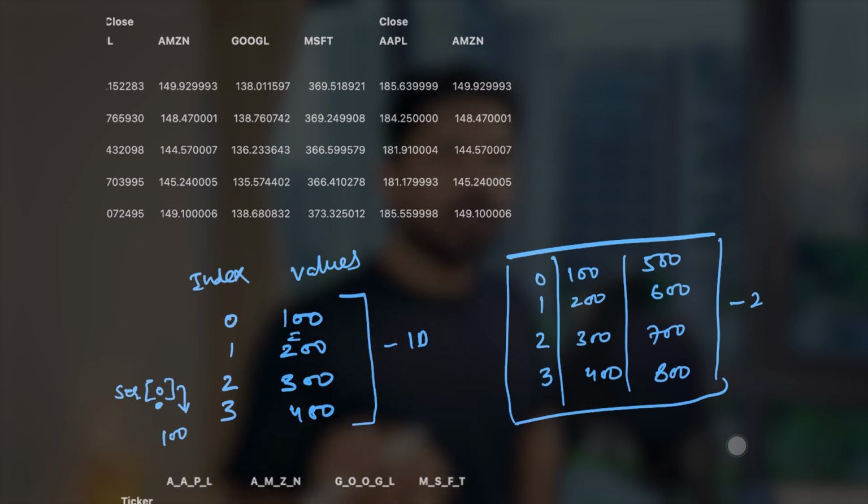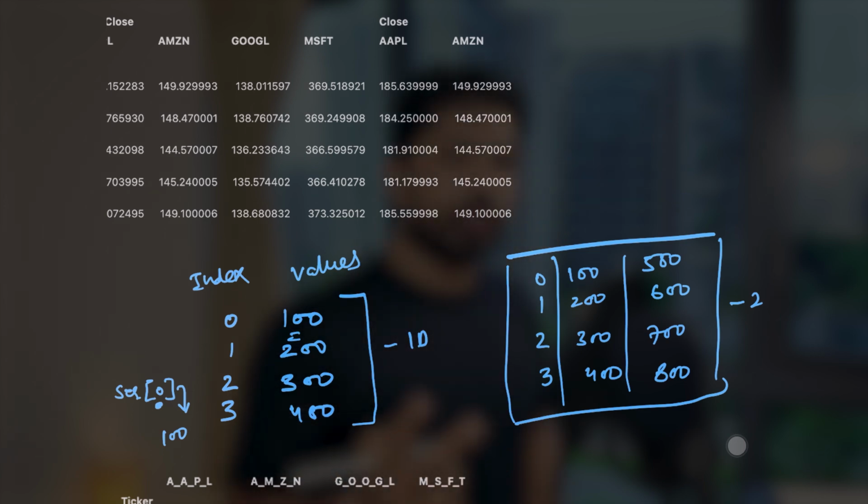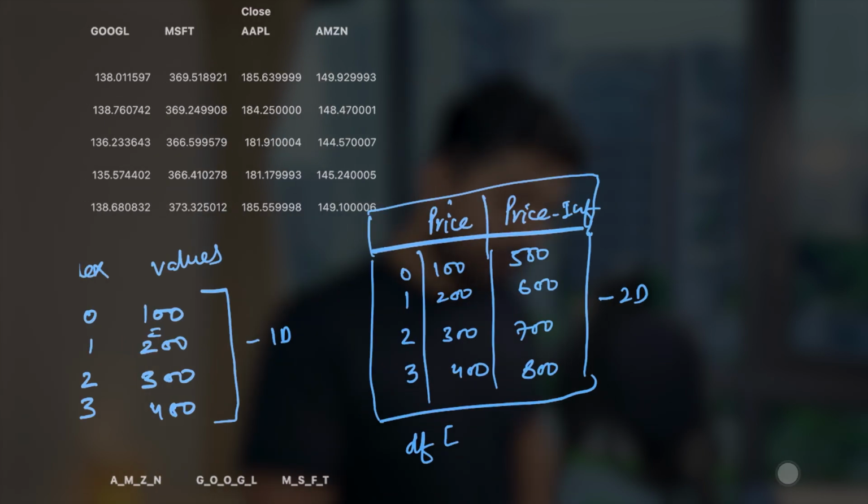That proves that series are 1D. And now in data frame, we know that data frames are 2D. And to fetch any value, let's say 600, we need two pieces of information, right? If I write the name of data frame, then I have to provide the row number, which is 1. I have to write like 1.